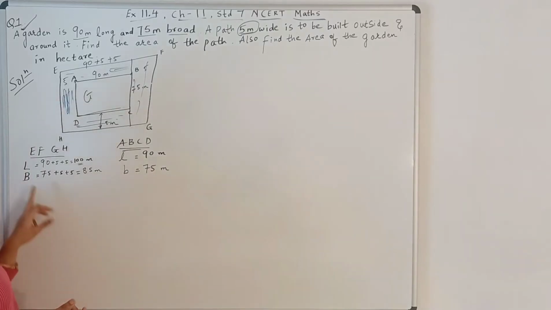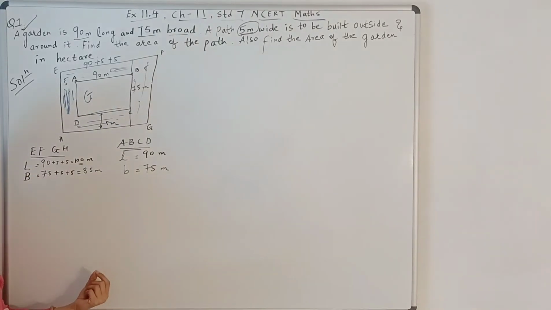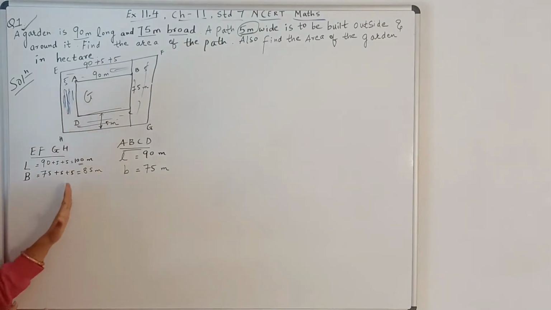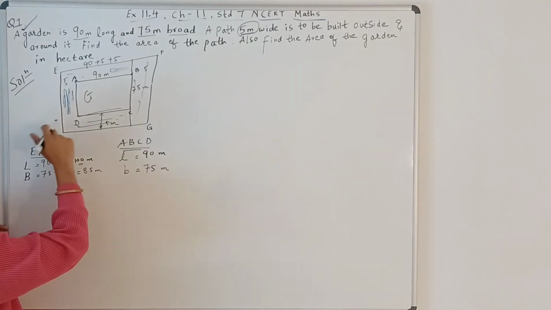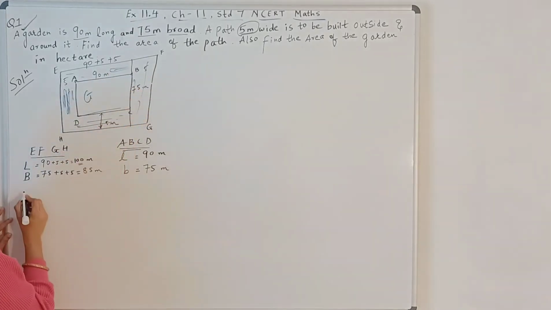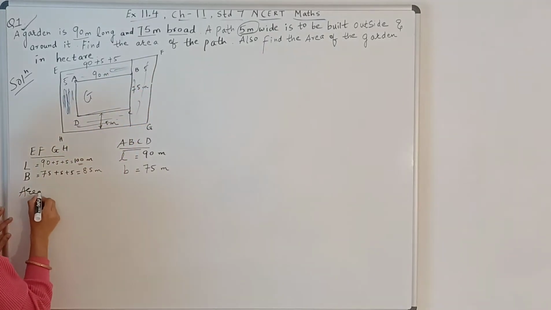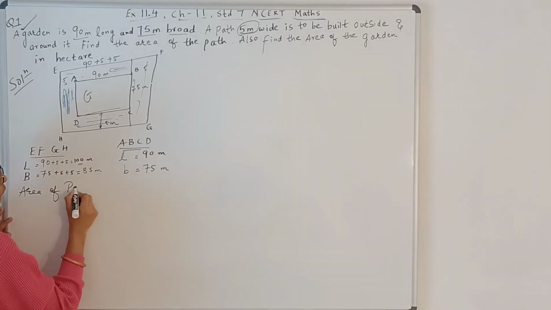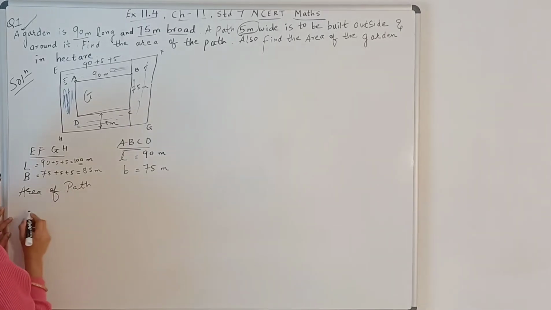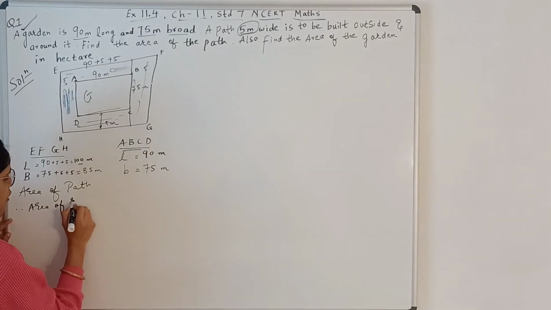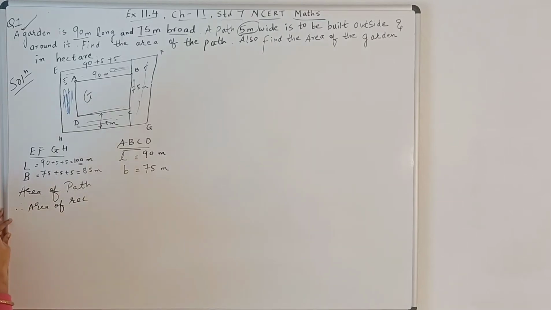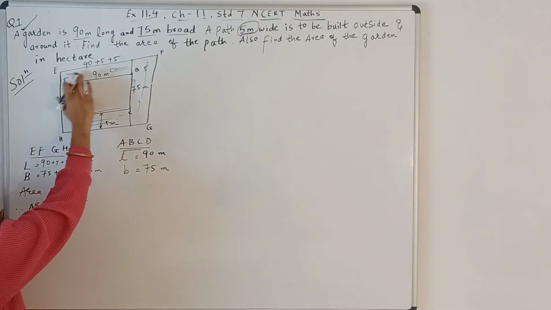Okay, so we have the length and breadth of both rectangles. Now we have to find the area of both and then subtract. So for finding the area of the path, we will get it like this. First we will find the area of the bigger rectangle, this one, EFGH.